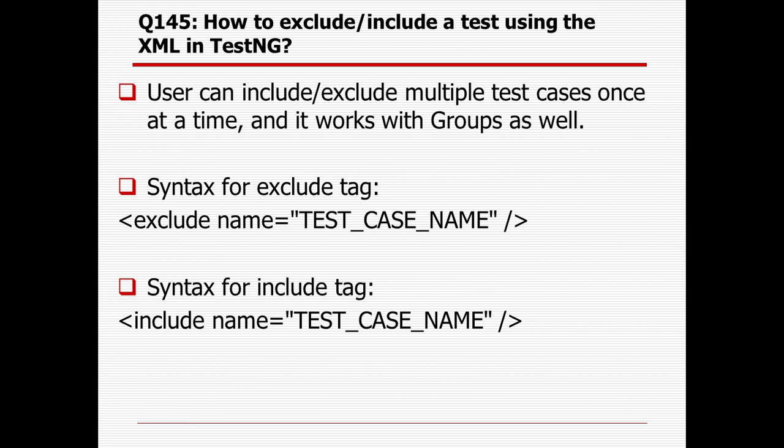How to exclude or include a test using the XML in TestNG? The user can include or exclude multiple test cases at a time, and it works with groups as well. So that is the syntax. You need to use exclude, then give the test case name, and close the tag. Similarly for include, you provide the name of the test case or group name. That's how you can include or exclude a particular test case during run time.